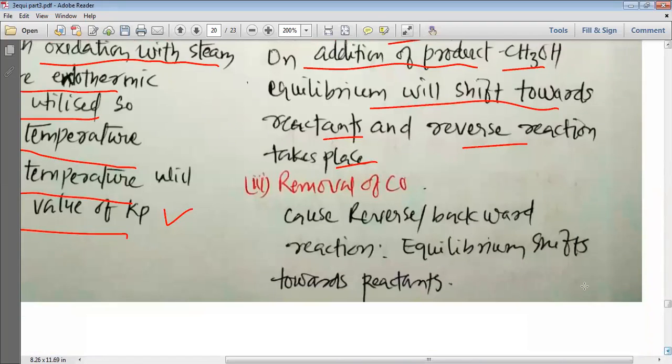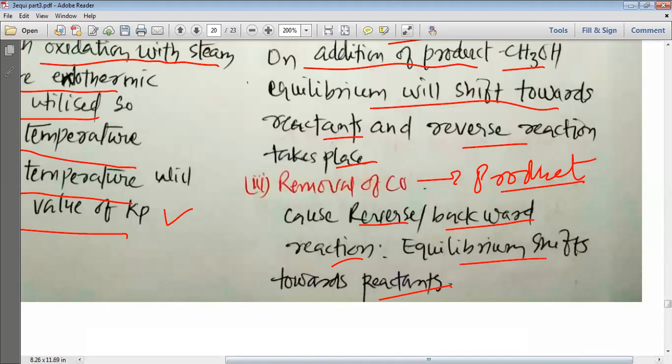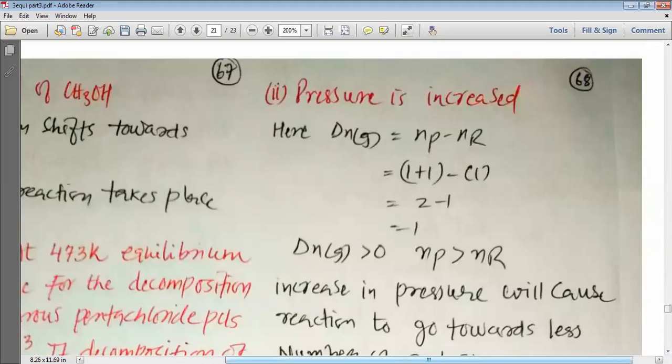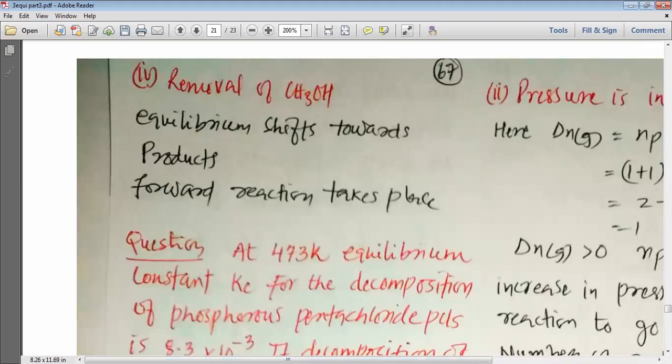Now we want the removal of CO. In this reaction, carbon monoxide is a reactant. So when we remove the CO, that means we decrease the concentration of reactants. And when we decrease the concentration of reactants, the reverse reaction, or the backward reaction, takes place, and equilibrium shifts towards the reactants. So this is what happens, that the equilibrium shifts towards the reactants.